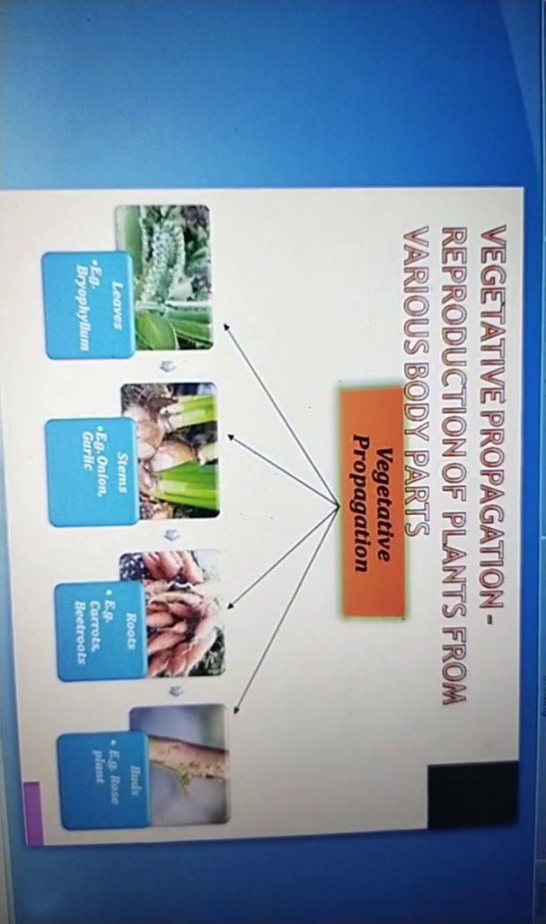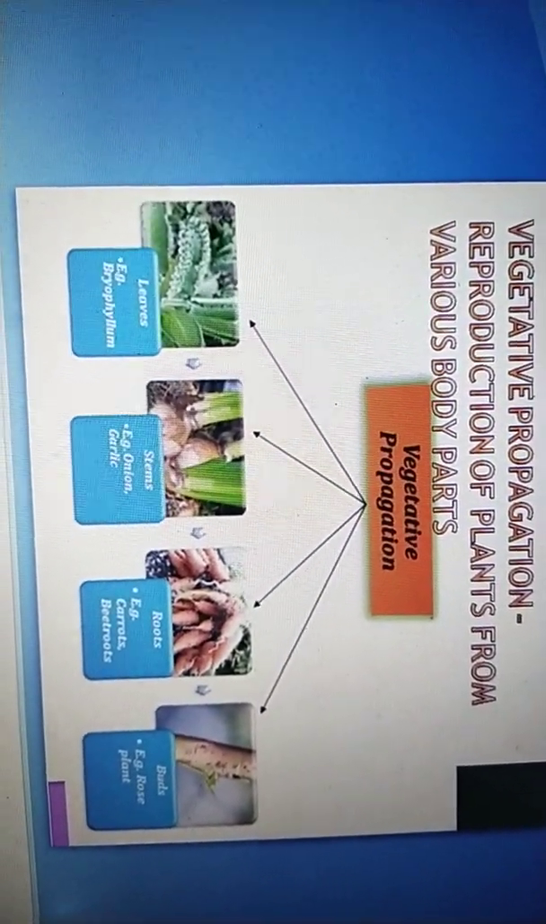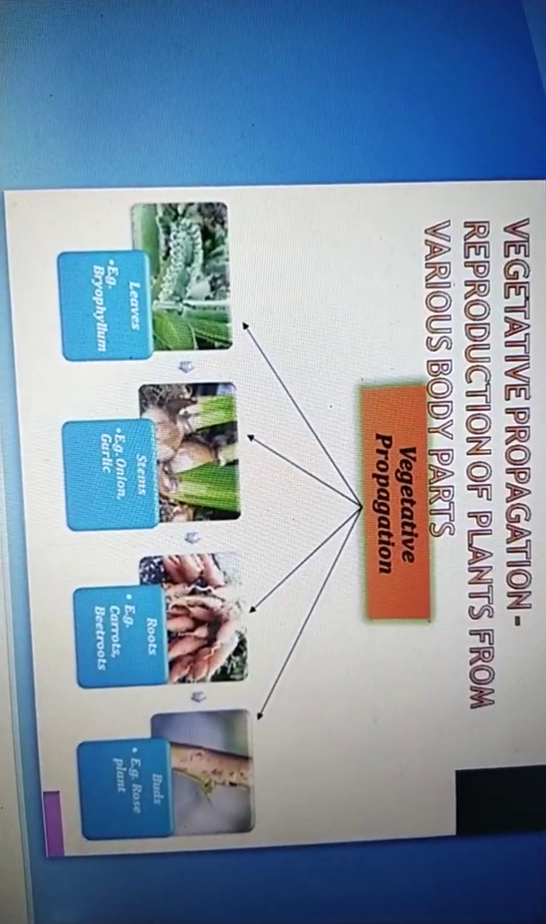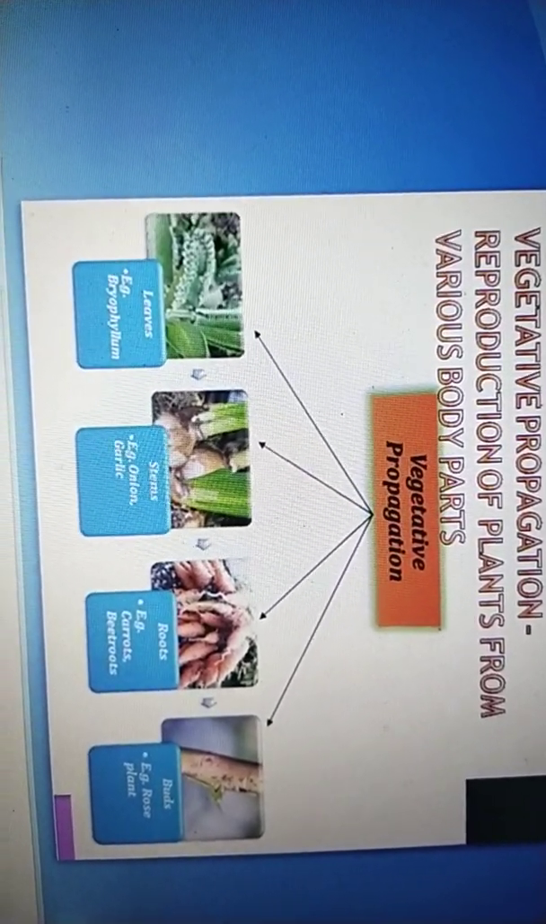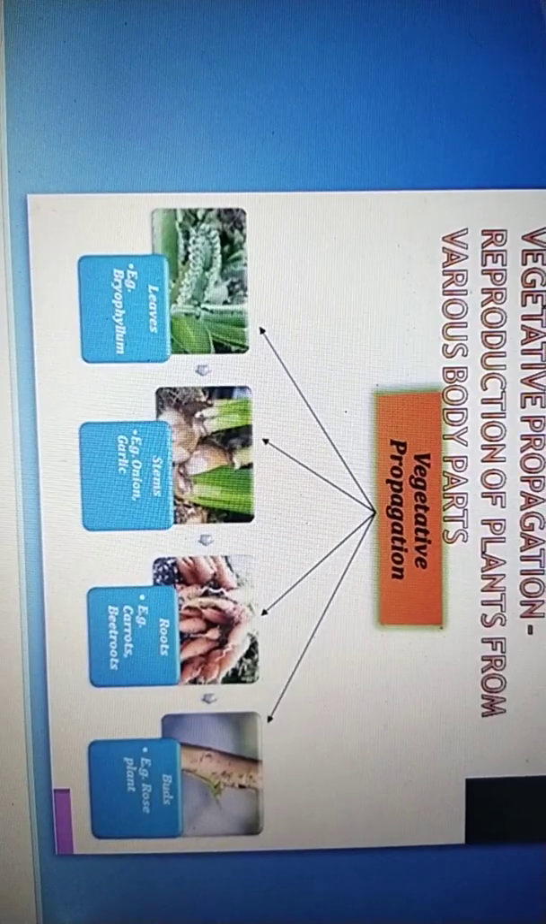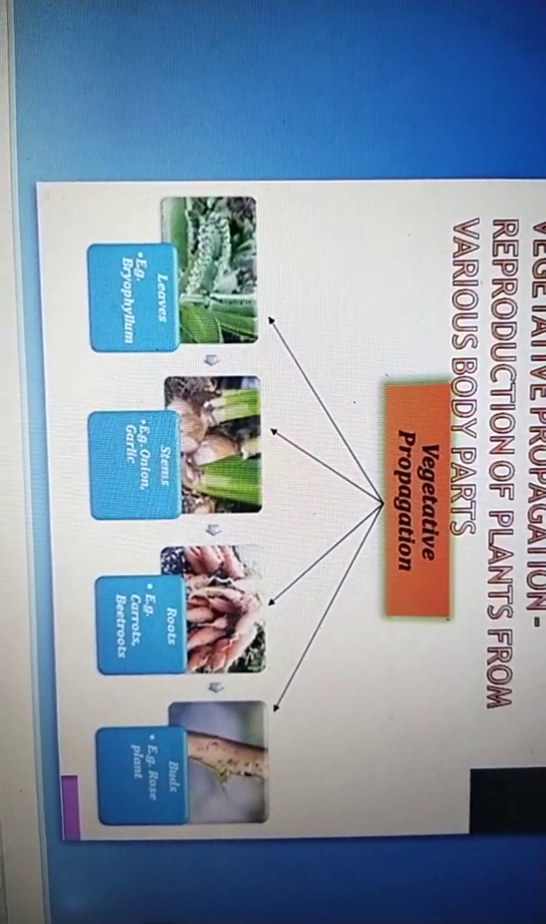Now we will learn about vegetative propagation. So what do you mean by vegetative propagation? Yes, it is the reproduction of plants from various body parts like leaves, stems, roots and buds.